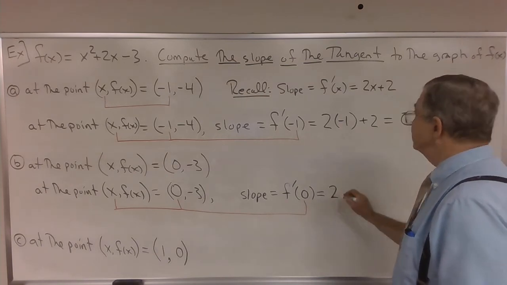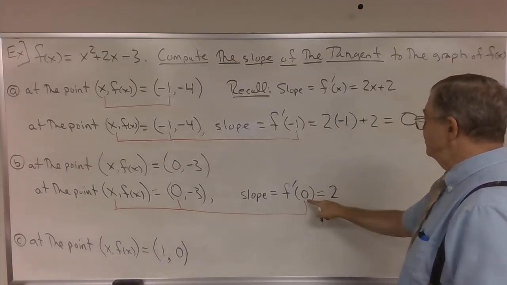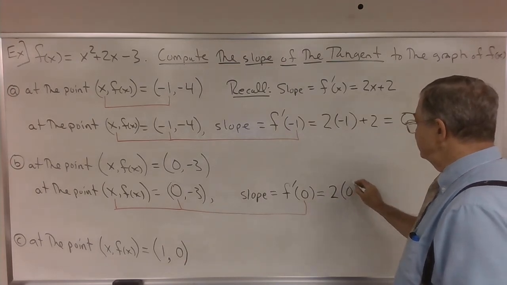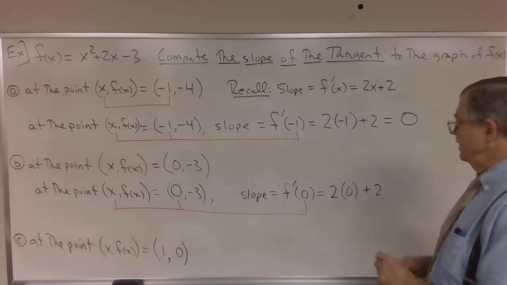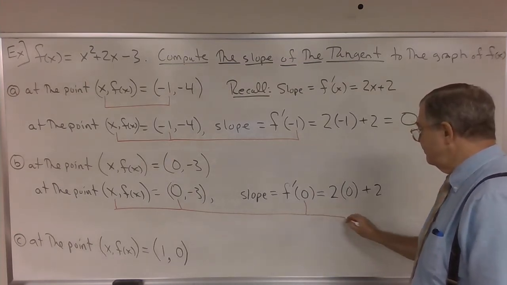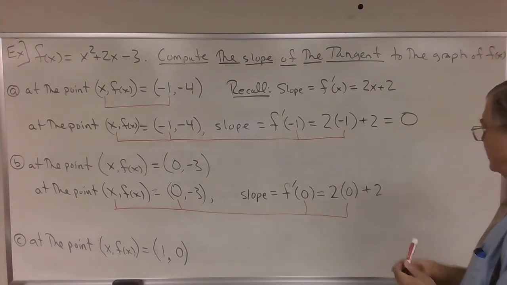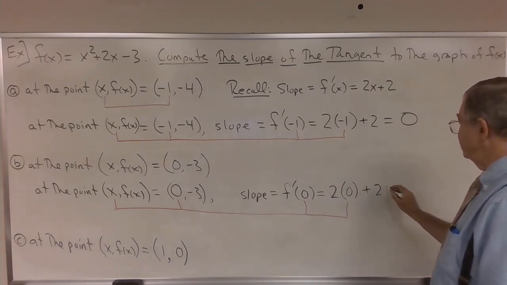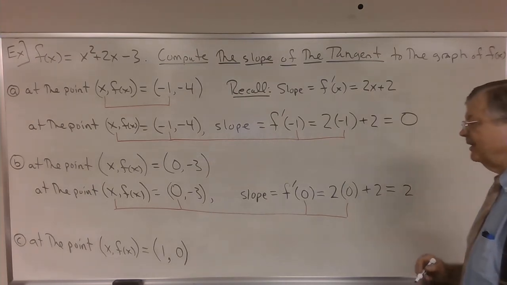And we're going to get 2x plus 2, where we put x equals 0 in for x. Yes, okay. And that gives us a slope of 2. Okay, very good.